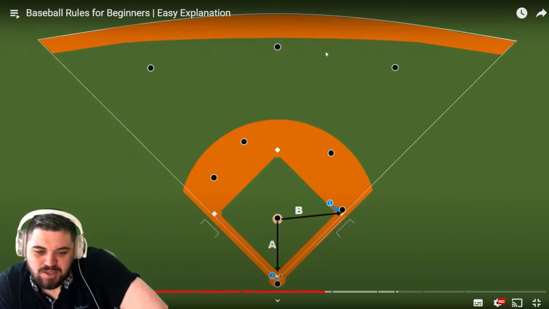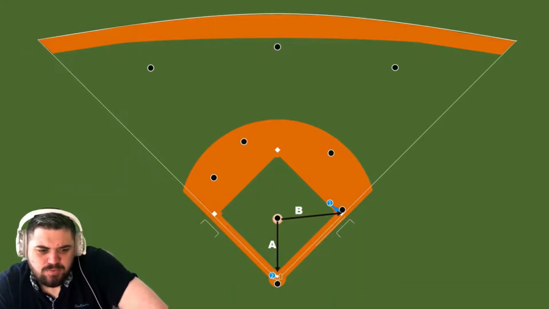So he needs to make a decision whether to throw the pitch or throw the ball to the base. Depending upon how far this guy is, if he's somewhere here, definitely he's out. So the pitcher needs to be very aware of the surroundings.